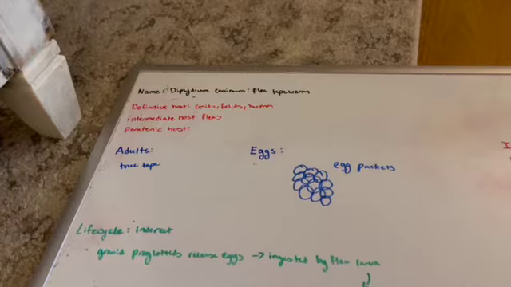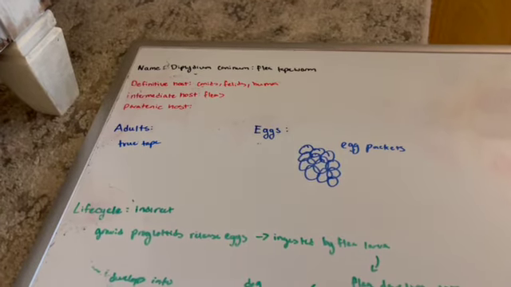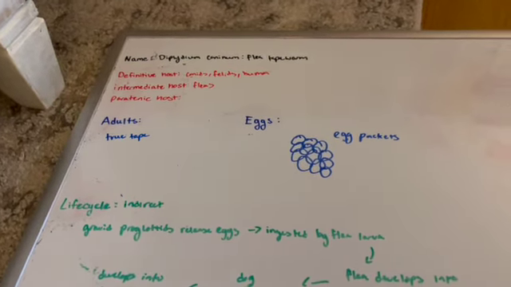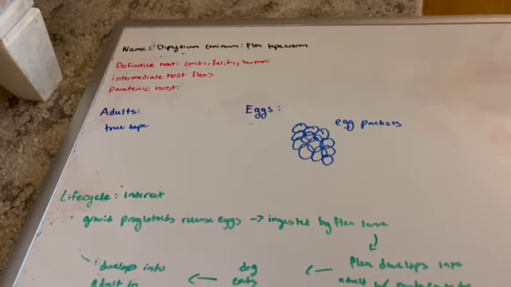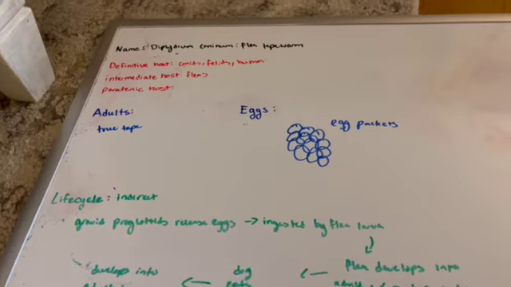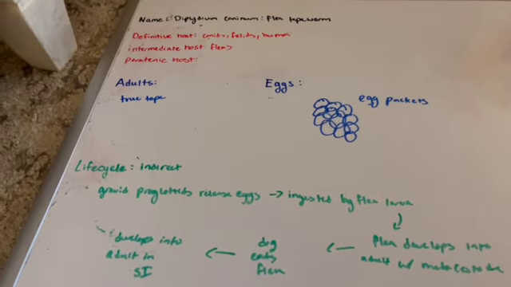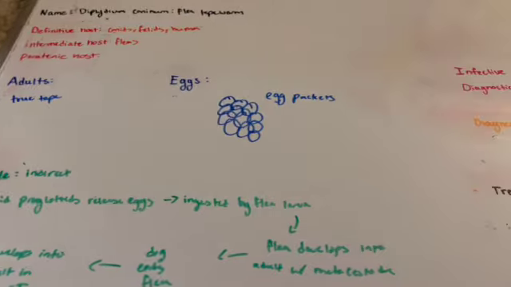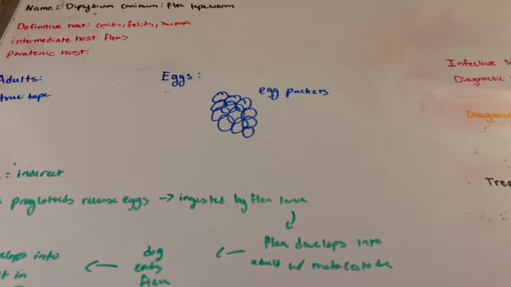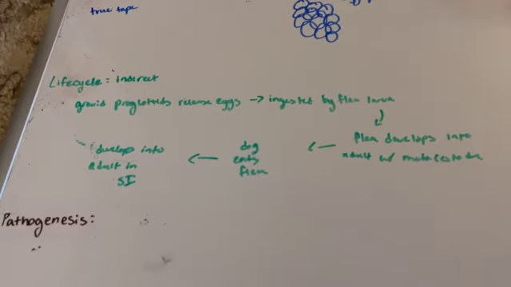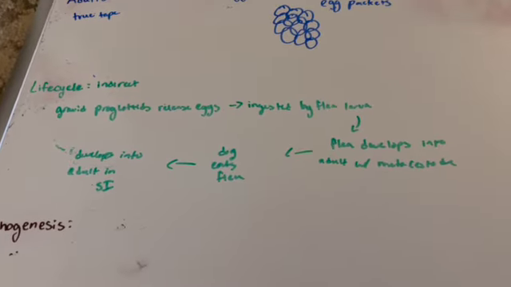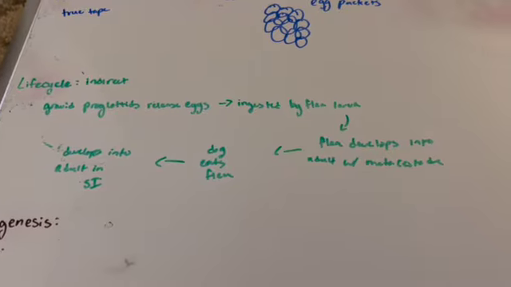This is Dipylidium caninum, which is the flea tapeworm. So its intermediate host is a flea, and it requires it, so it's an indirect life cycle. Definitive hosts are canids, felids, and us. The adults are part of the true tapeworm family. They have a unique egg, it's called an egg packet. The life cycle, the definitive host will release the gravid proglottids, which release the eggs.